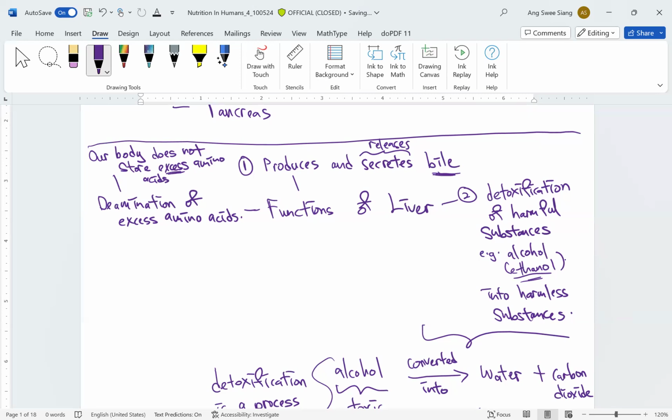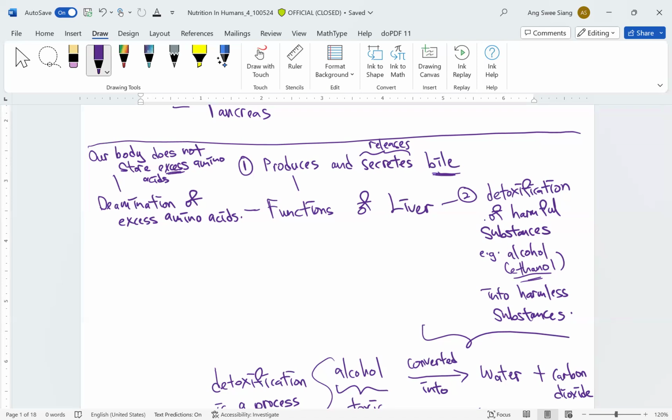That means the amino acid is taken in, digested after you eat the protein, and then absorbed into the blood. The amount of amino acid that you have taken in and absorbed into the body is more than what is needed by the body. And our body does not store this excess amino acid. So in the event where we have excess amino acid, they will be deaminated.